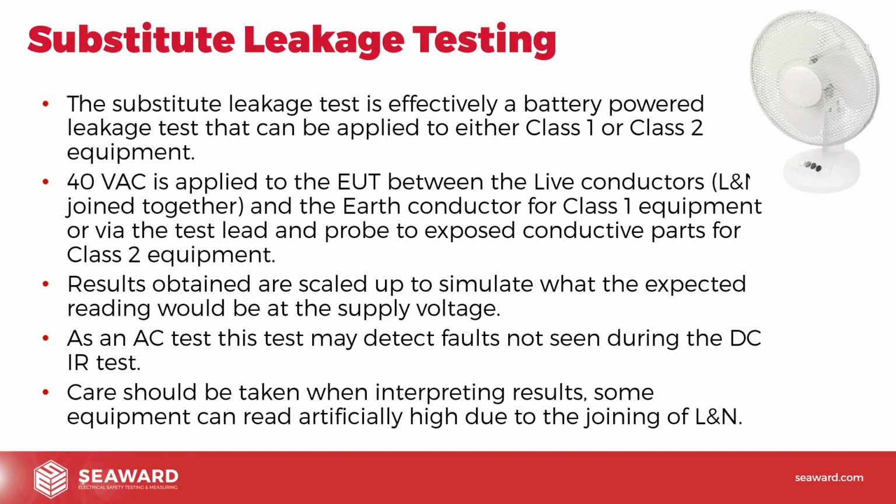We're getting the capacitance that would be between line and earth, and neutral and earth is actually then joined together. So we're getting effectively double the effect. So we see double the leakage. So it's quite a common thing to see higher than normal leakage readings on equipment that's got these electronic power supplies with capacitors and things like that in there.